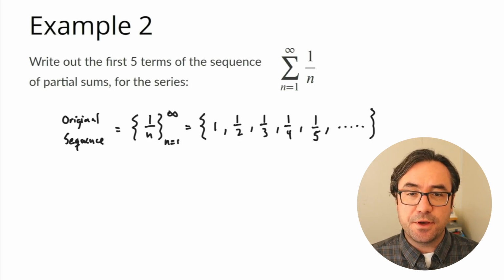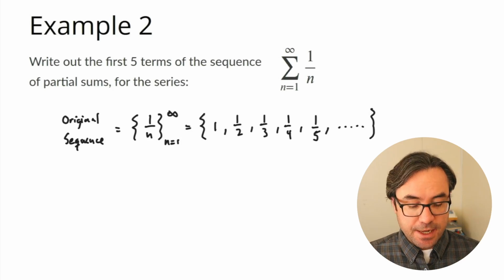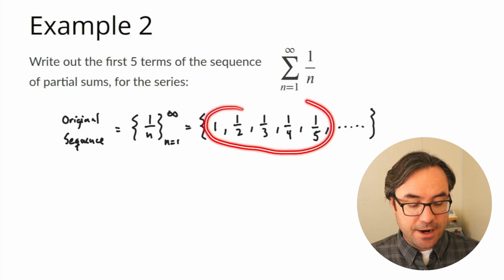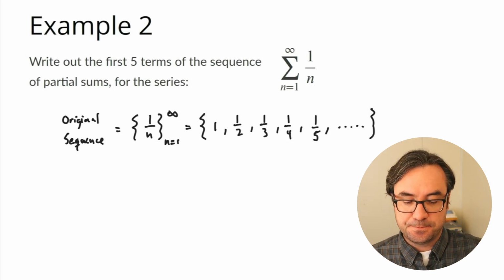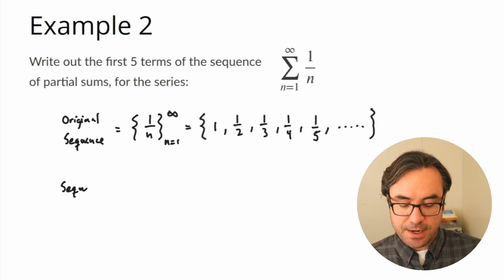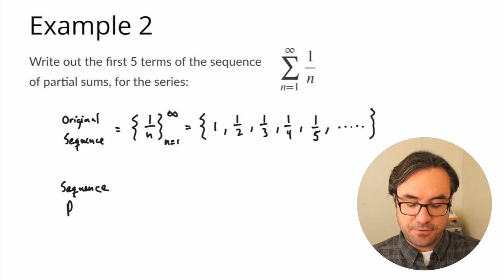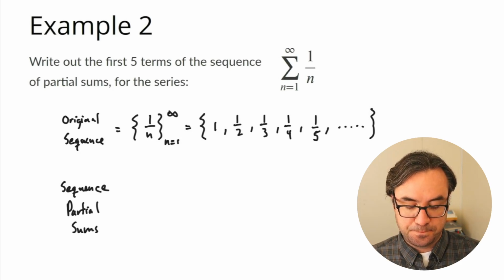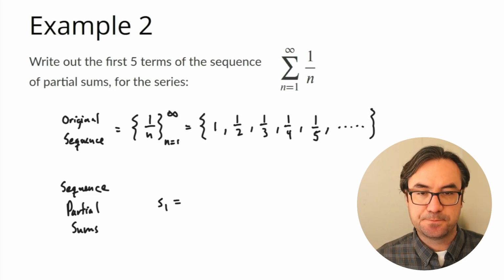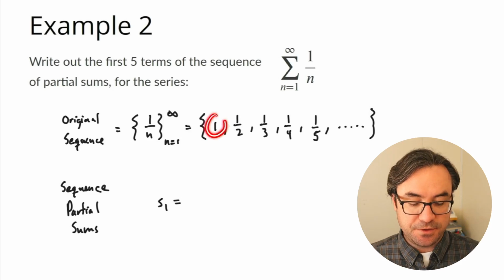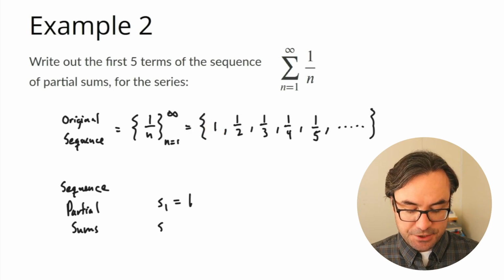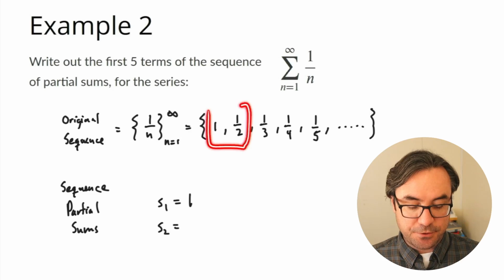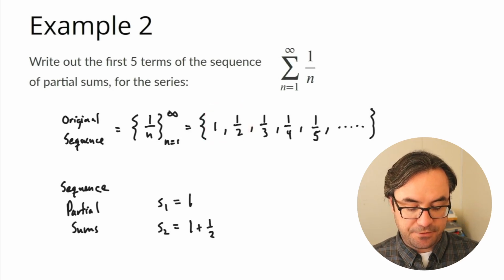Now, what we're going to do with the sequence of partial sums is essentially we're going to try to add up more and more of these terms from this list. So now let's write out the first few terms for our sequence of partial sums. So what is S1? So the very first term. Well, it's just the very first term of our list. So S1 is going to be 1. What about S2? Well, S2 is when we add the first 2 terms. So it's going to be 1 plus 1/2.